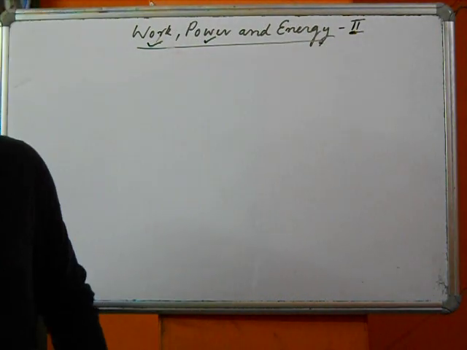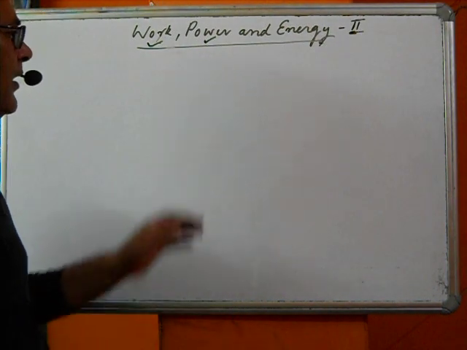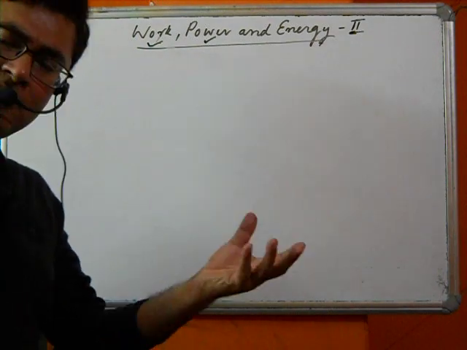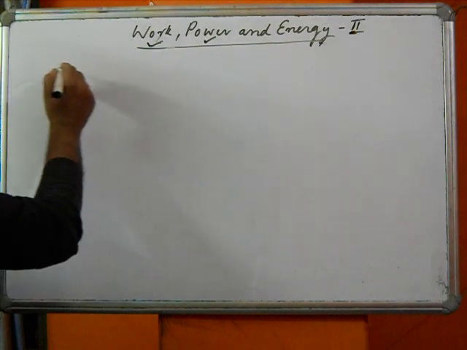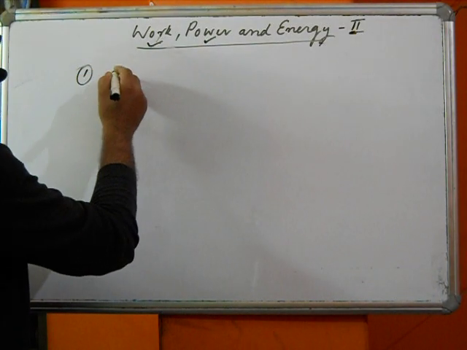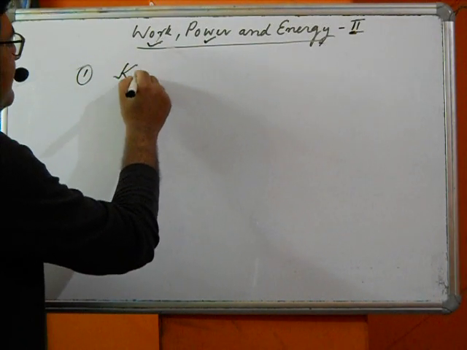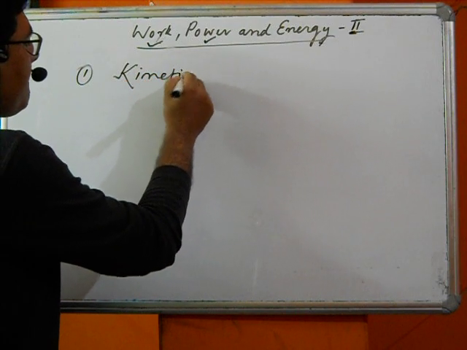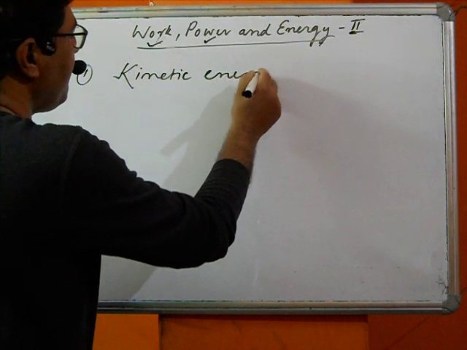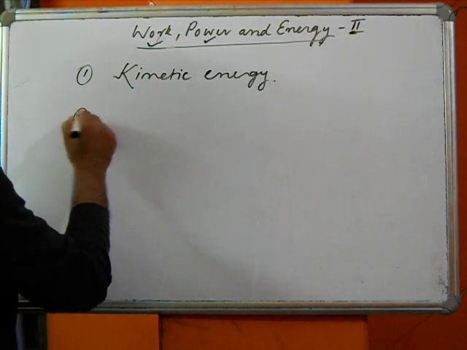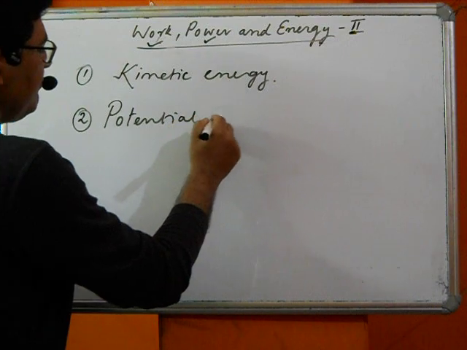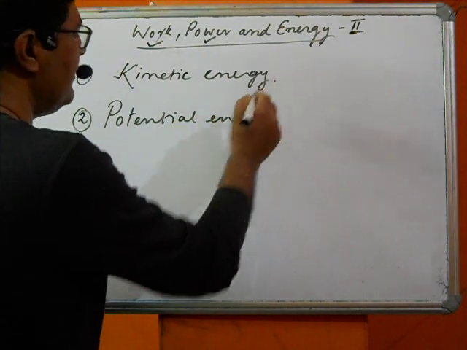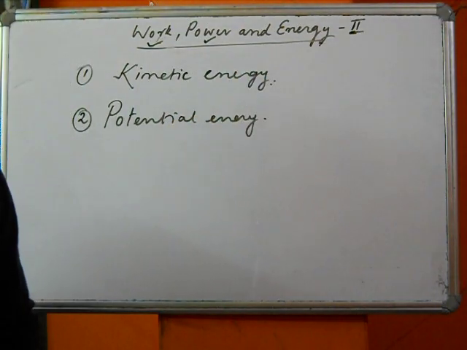energy. Now the energy possessed by a body can be in a state of rest or in a state of motion. So the two main forms of energy we will discuss over here are kinetic energy and potential energy. We will discuss each one by one.